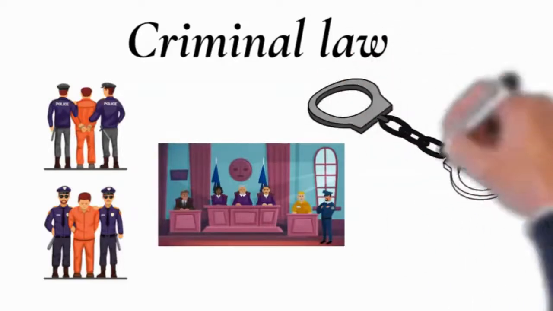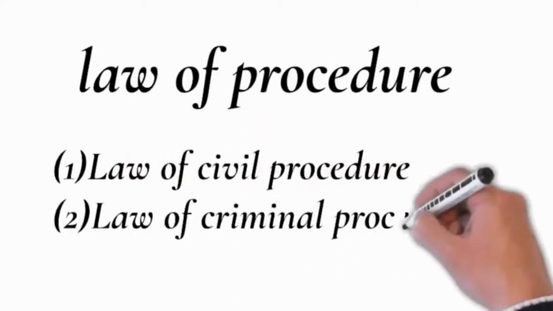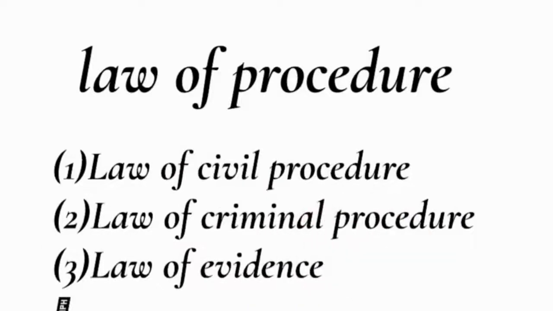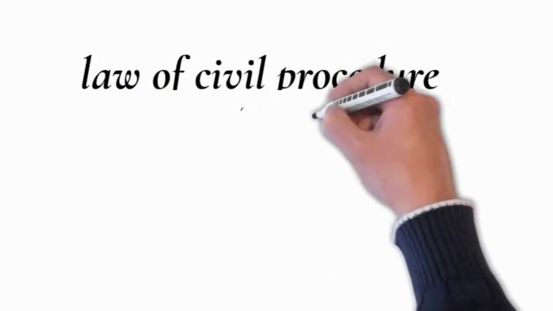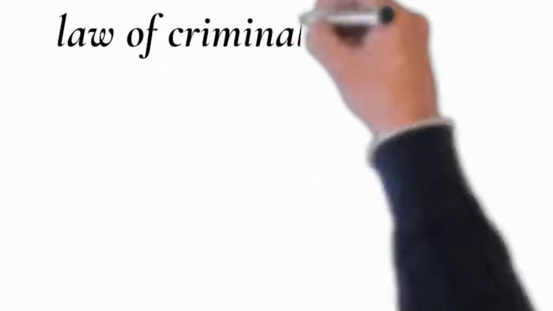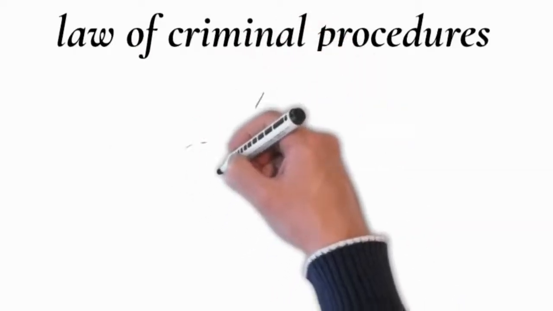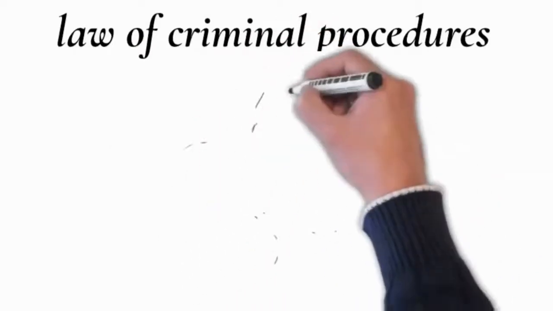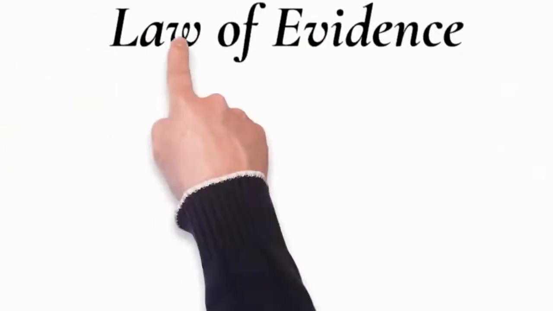And the last one is law of procedure, which includes law of civil procedure, law of criminal procedure, and law of evidence. So law of civil procedure includes how private law disputes should be brought before court, for example, summons. Law of criminal procedure deals with the set of rules governing the series of proceedings through which the government enforces substantive criminal law. Law of evidence deals with how evidence should be presented to court.